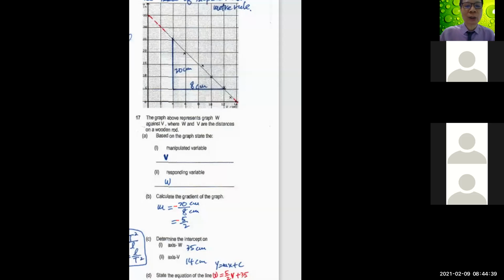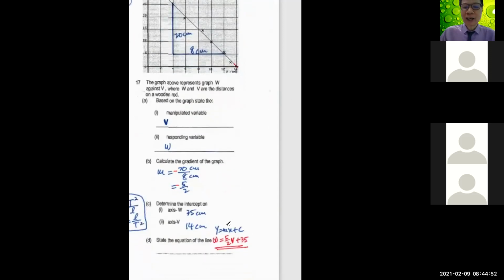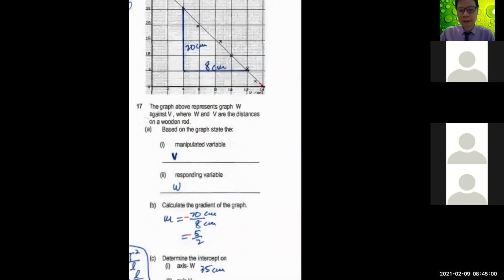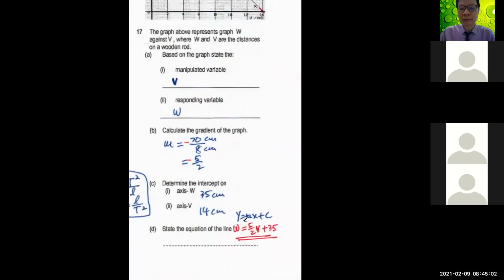Between Joel. Yes, correct. Marcus' answer is correct. It must be in terms of W and V. Because the y-axis is replaced with W, the gradient is negative. Sorry, I didn't have the negative here just now. You must add the negative. The gradient is negative 5 over 2. The x-axis is changed to V, and the y-intercept is 35. So the final answer is W equal to negative 5 over 2V plus 35.